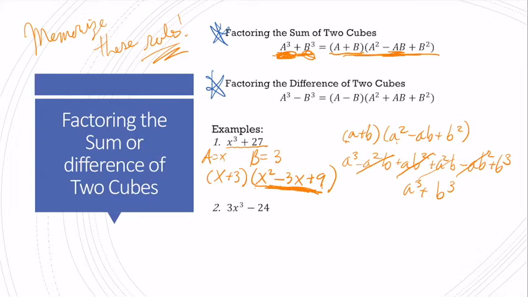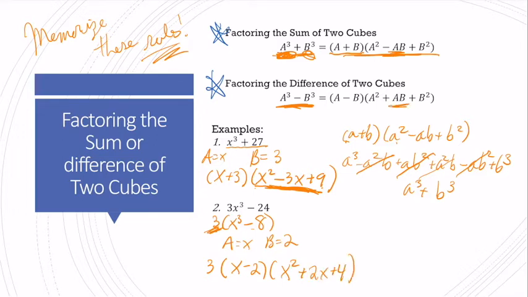Next, I have 3x cubed minus 24. Again, first thing I have to do, pull out a factor of 3, because we need to pull out the greatest common factor. So now I have x cubed minus 8. So in this case, my a is x, and my b is 2. And this time we have to use the equation for a difference. So I've got 3, because I don't forget my greatest common factor, x minus 2 times x squared plus 2x plus 4. And then I need to look and see, okay, are there any factors of 4 that add up to 2? And the answer is no, so we can't factor any further, and this is fully simplified.